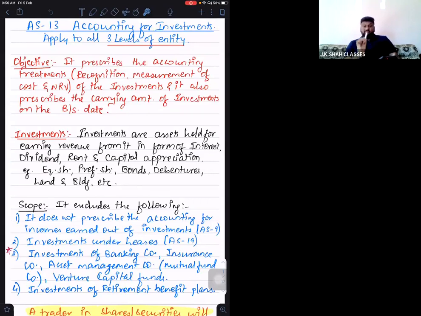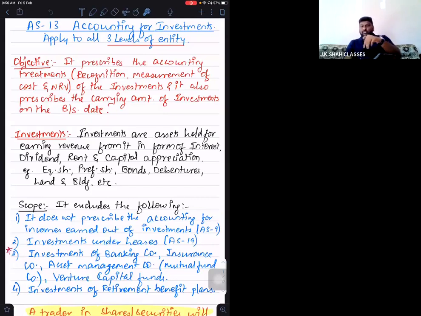And the objective, first we will discuss. It prescribes the accounting treatment, that is recognition and measurement of cost and NRV of the investments, and it also prescribes the carrying amount of investments on the balance sheet date. So here we are going to learn the in and out of accounting treatment of investments. What are the recognition criteria? What is the measurement, that is, how to measure the cost of your investments, plus how to value the NRV. NRV we have already taught in AS2.